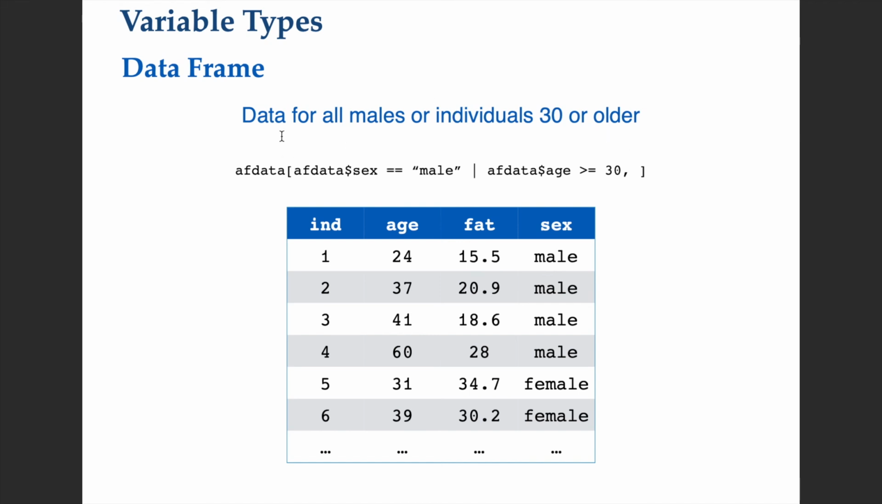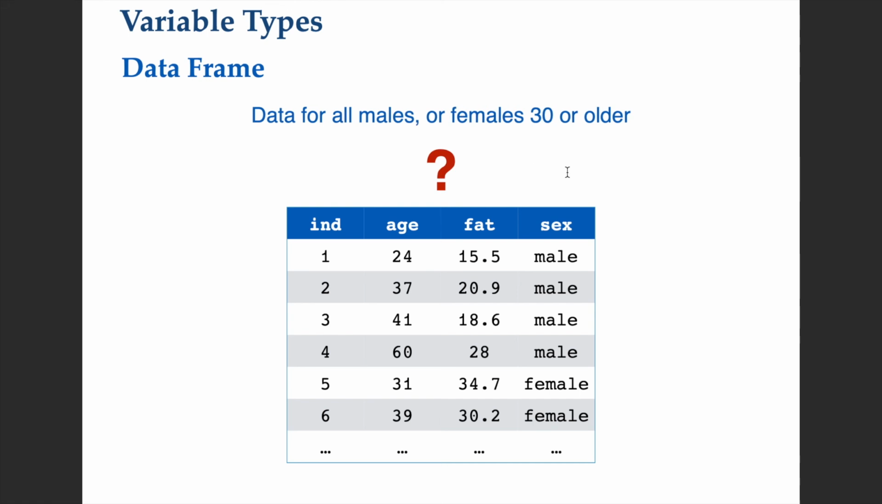We could also change it to get data for all males or individuals that are 30 or older. Here the sex is the same, so AF data sex equals male, or individuals that are over 30. Of course this over 30 is going to give us females, right? So it's going to give us the data for all males or individuals that are over 30. It'll also give us the females that are over 30 with this query.